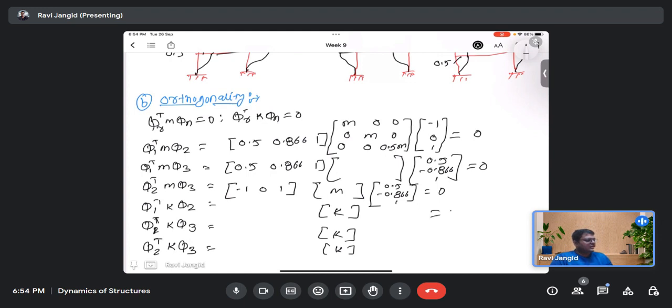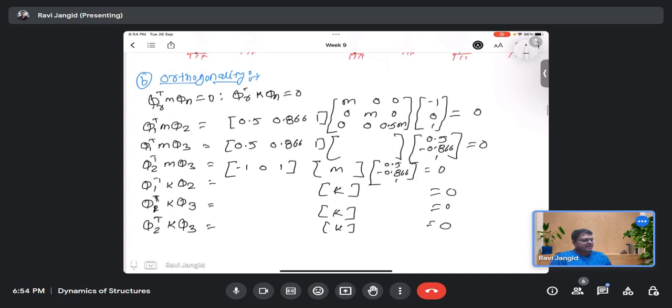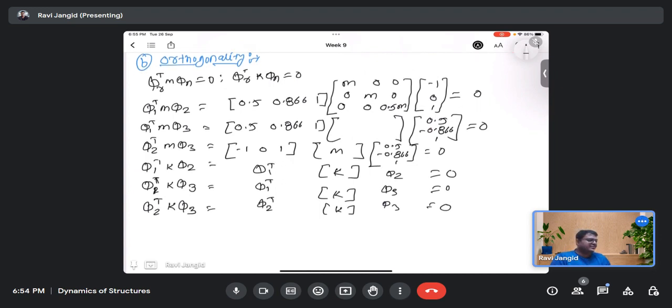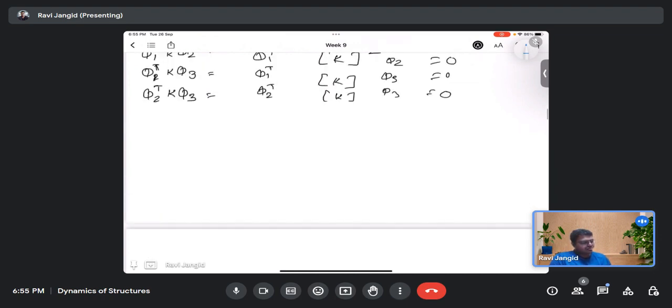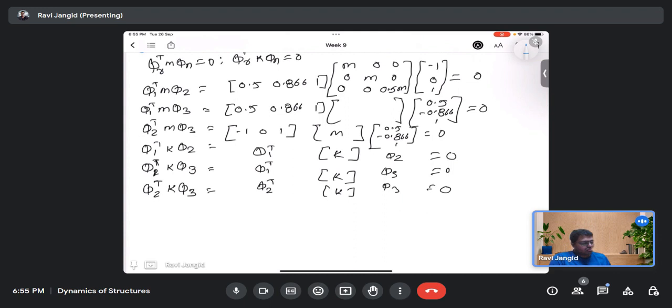Your K matrix would be there, and then you are getting the result. So here you can make a statement that the orthogonality condition is satisfied. Let me write it so that someone will not be confused. Now come to the third part, where we need to calculate the normalization of the mode.